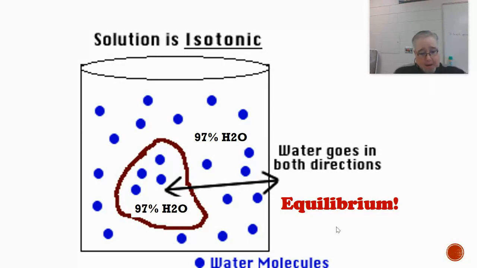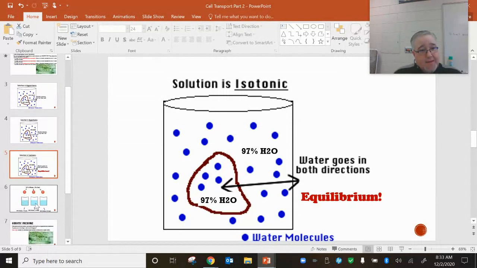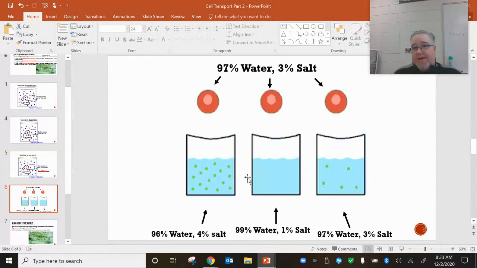Okay. All right, now I want to show you a little animation that I think represents all three environments pretty well. So here we have some cells. Let's say they're blood cells or whatever. They could be any type of cell. And inside of those cells is a solution of water. Just like your body cells, there's a solution of water in every one of your cells. And let's just say that the concentration is 97% water and 3% salt or some other solute.